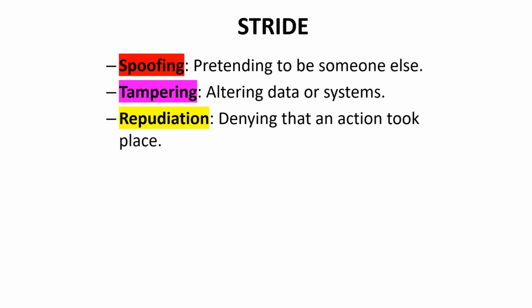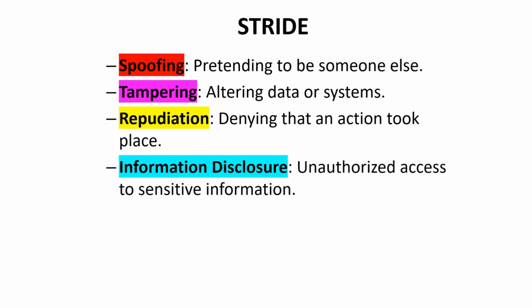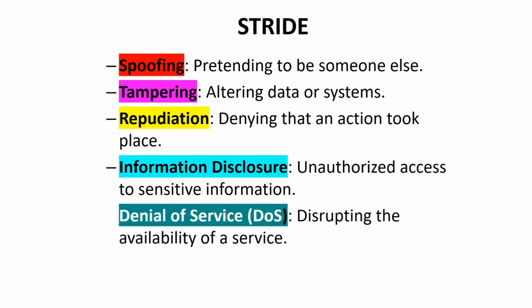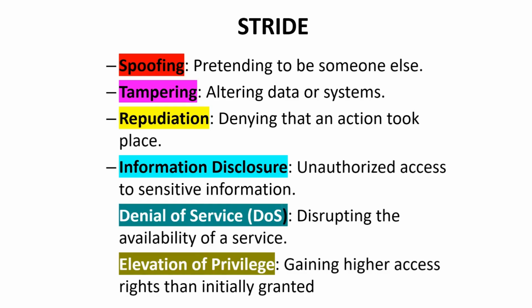Next is repudiation, which is denying an action without accountability. Next is information disclosure, unauthorized access to sensitive data. Then we have denial of service, which is disrupting system availability or not allowing the system to be available at a given time. Then next is elevated privilege, which is gaining higher access than authorized.